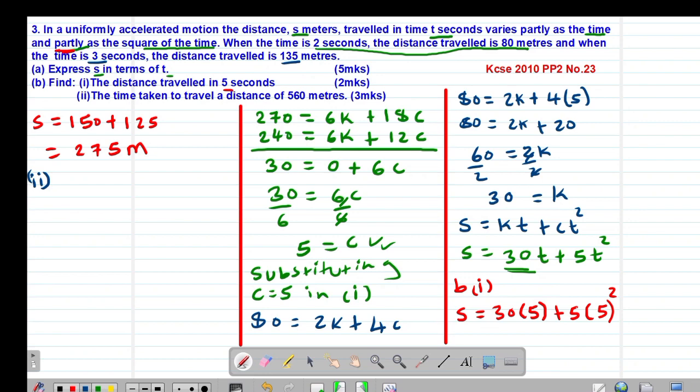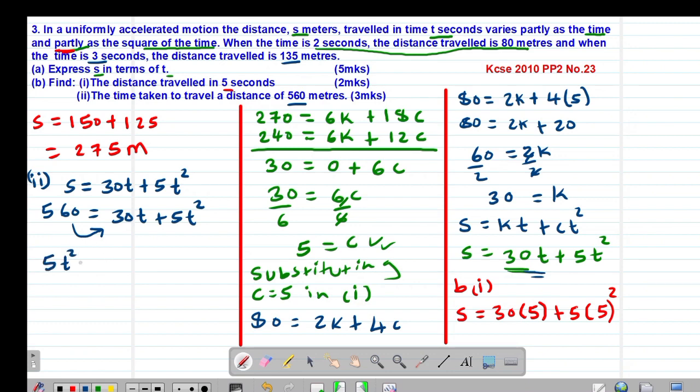So again, we have the formula for distance. Distance was s is equal to 30t, then of course plus 5t squared. We are told the distance is 560. So that means 560 will be equal to 30t plus 5t squared. Now remember, this will give us a quadratic. So I'll take this one to the left so that my quadratic will be 5t squared, then of course plus 30t. If it crosses the equal sign, it will become minus 560, which is equal to 0 on the other side.